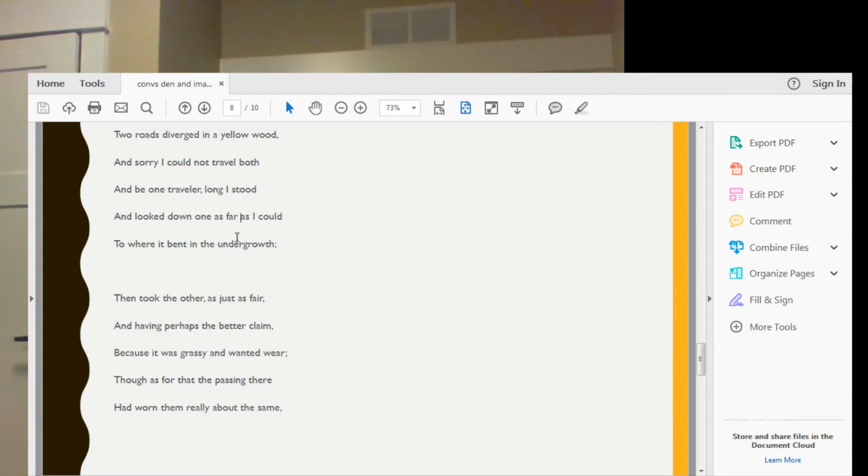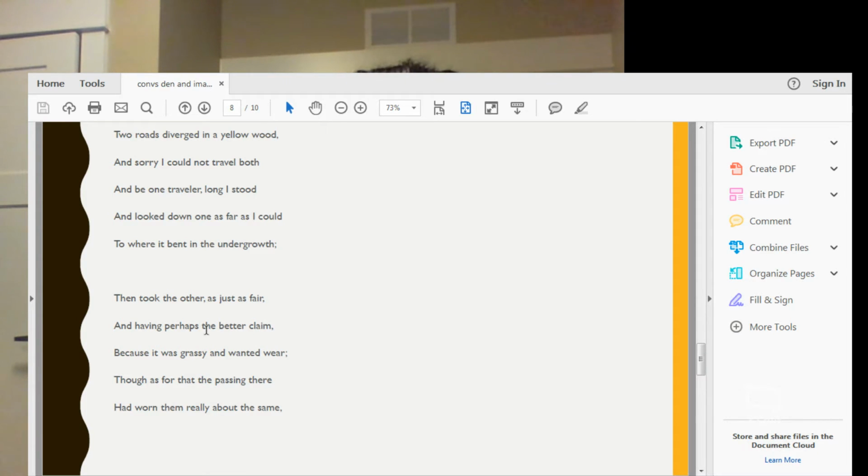Now, I know people have a hard time, but undergrowth, I want you guys to think of bushes and bristles and pokey things that are going everywhere. If you've ever been hiking, the undergrowth is all the bushes, everything under there that's just kind of sticking out. So he's looking at this road and it's bent to where he can finally see the bushes, where it's starting to finally be really thick. Okay. Then took the other as just as fair. So the other road is just as fine, just as fair, having perhaps the better claim.